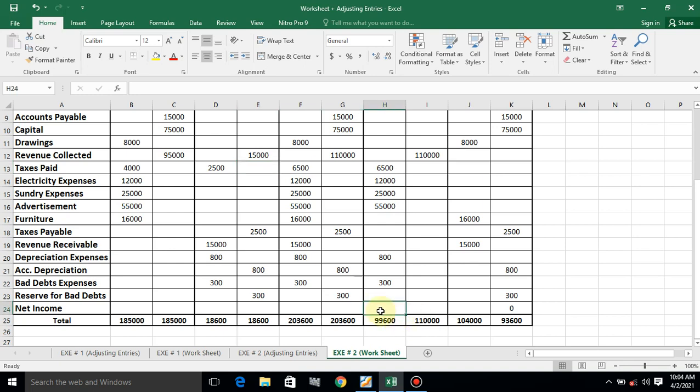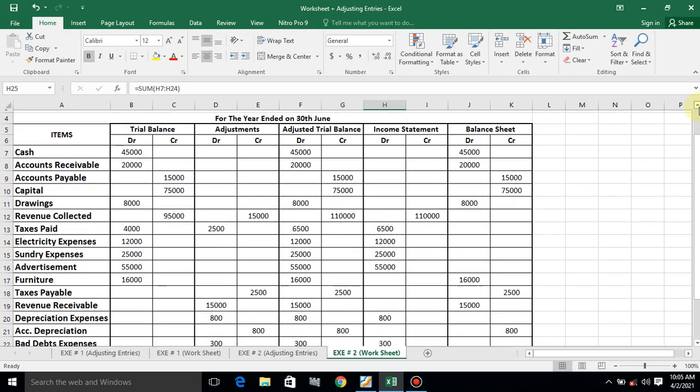Common sense says that you should mention the difference amount, that is 10,400 rupees, on the debit side, so that both the debit and credit sides may get balanced. Now you can see that when I have added a value of 10,400 rupees in the row of net income, both the debit and credit sides of the income statement are balanced. So now this income statement column is balanced.